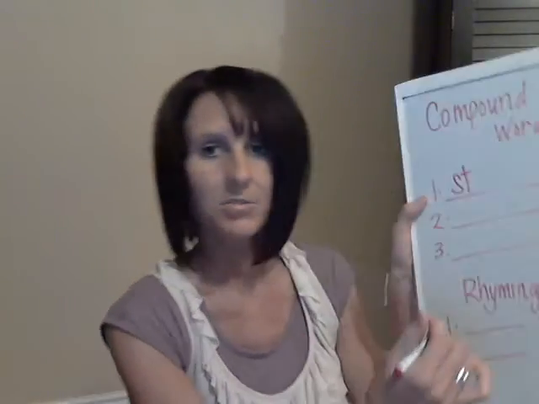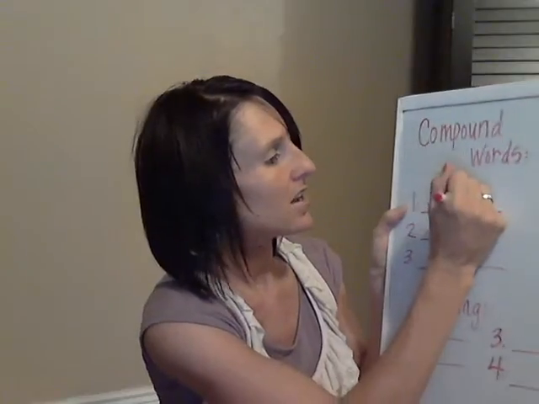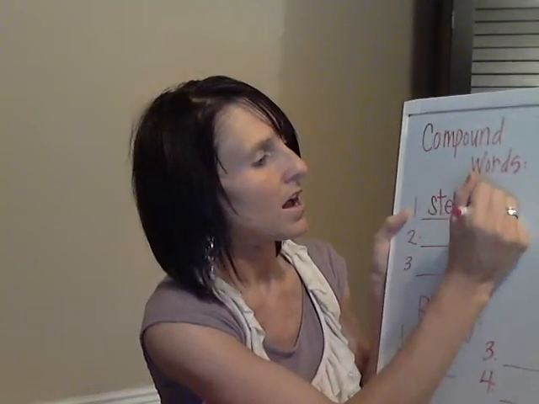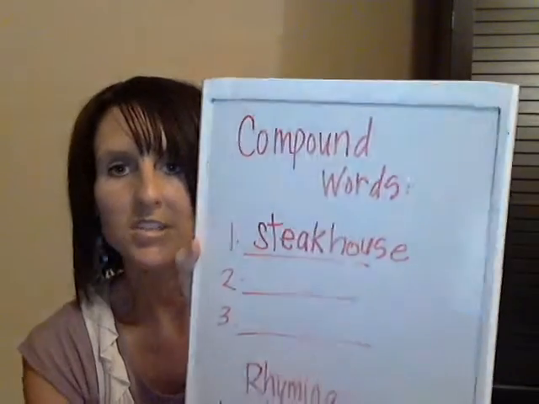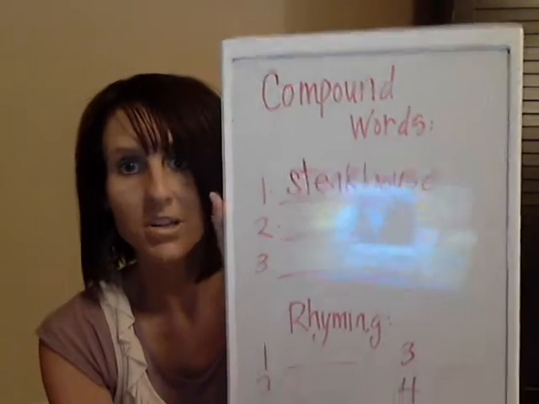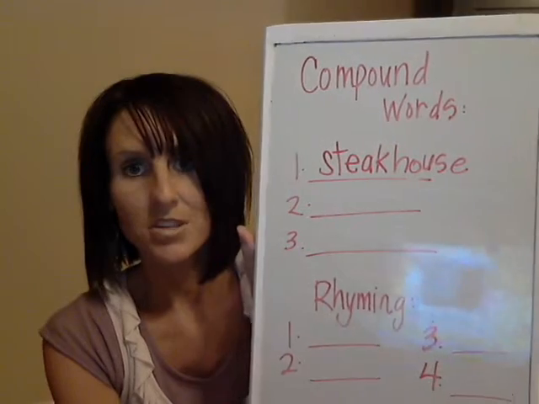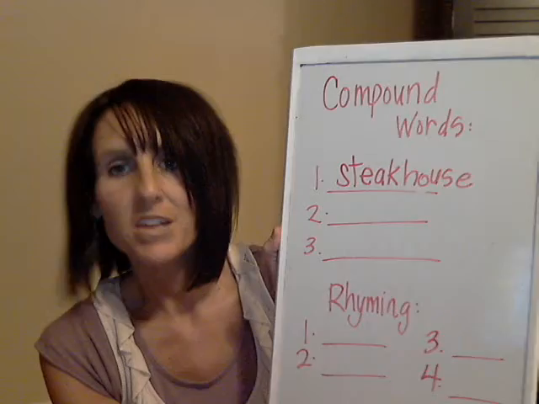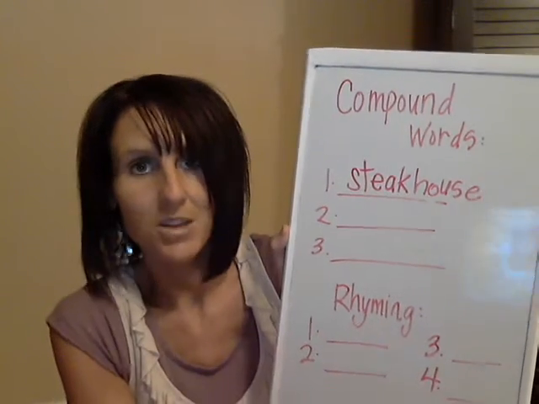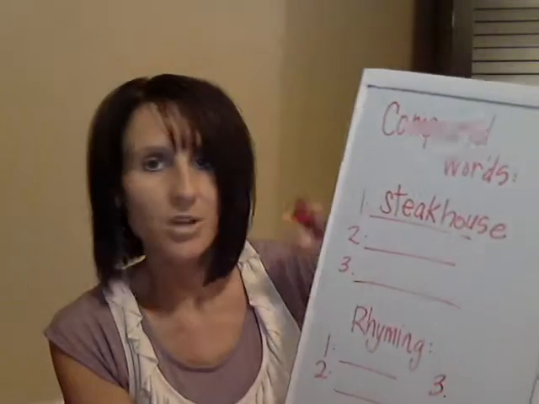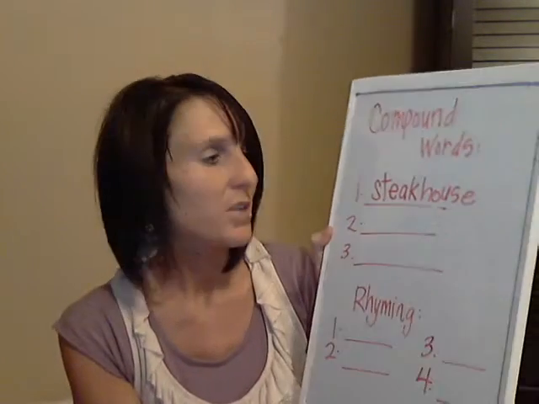So when I take my whiteboard marker, I can write, let me show you here, steak house. Because the word steak by itself is a real word, same with the word house. When you put it together, it makes steakhouse. Okay, that's why it's a compound word. There are 2 others like this that are compound words.